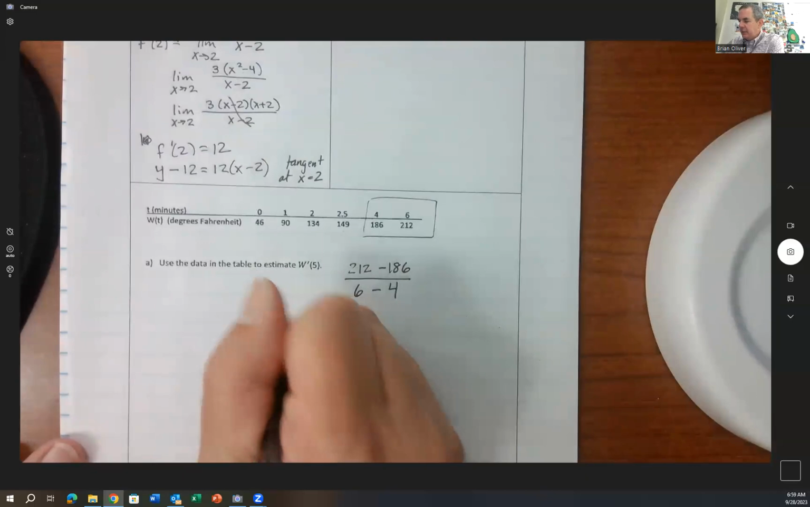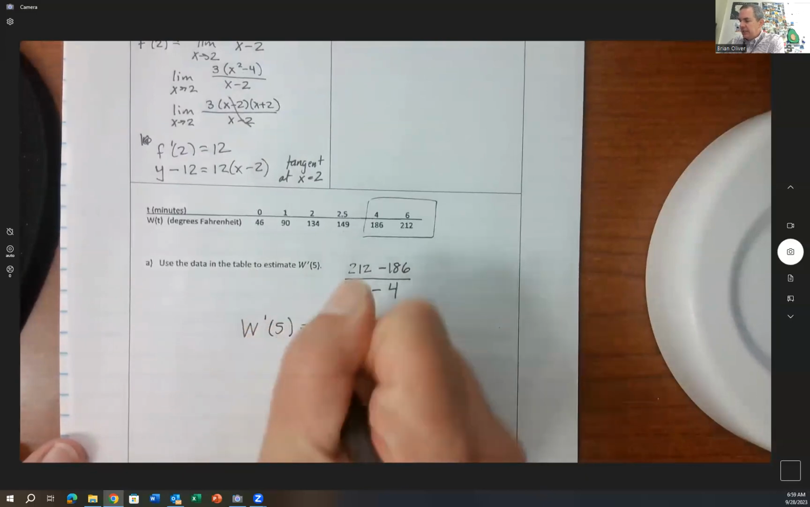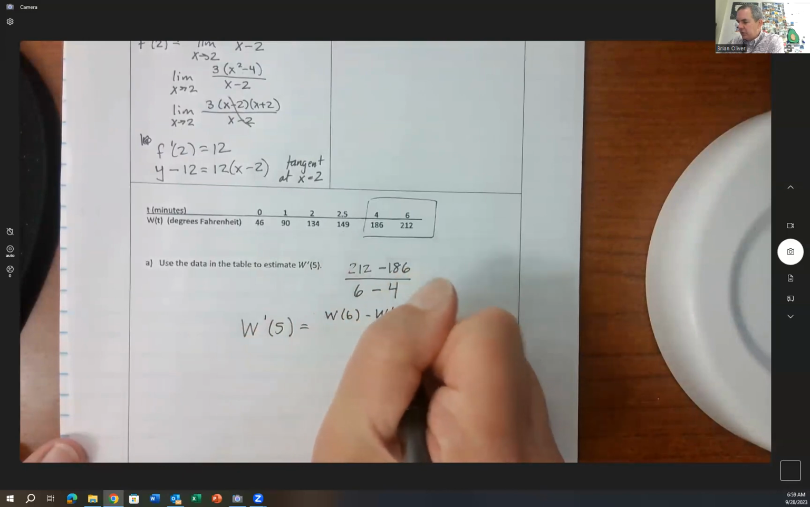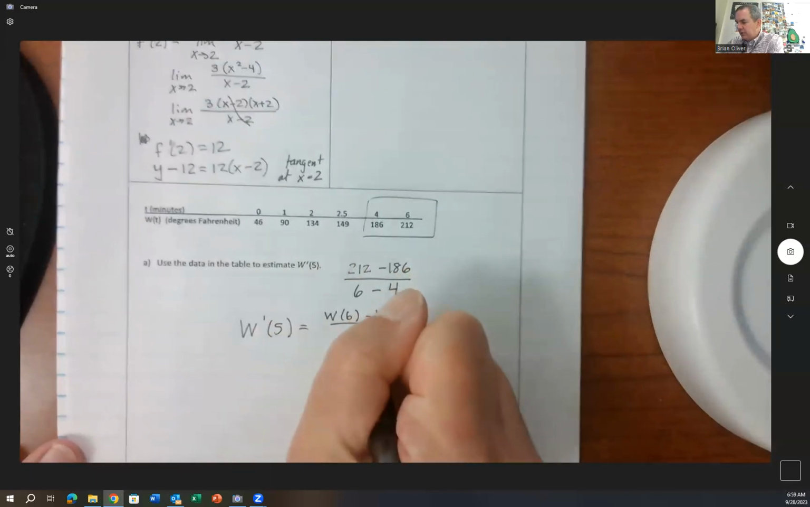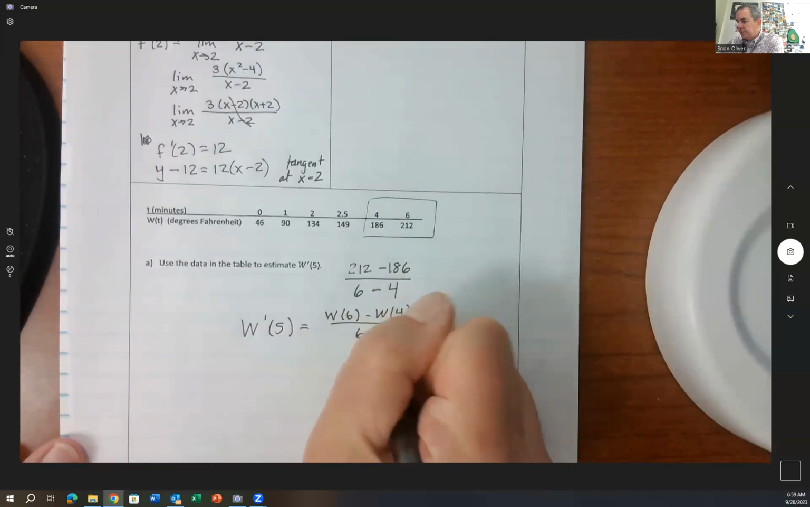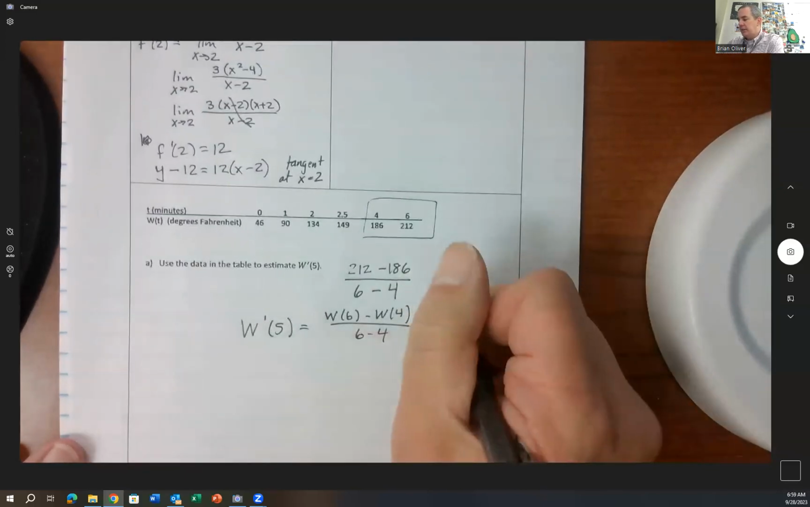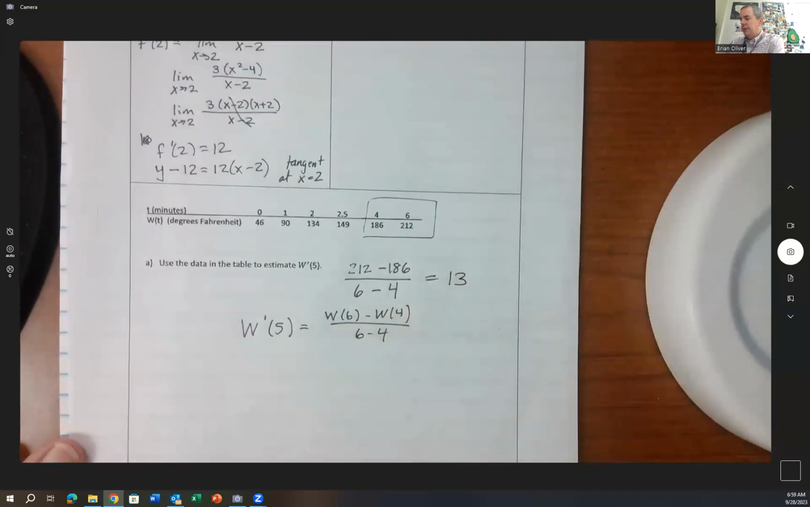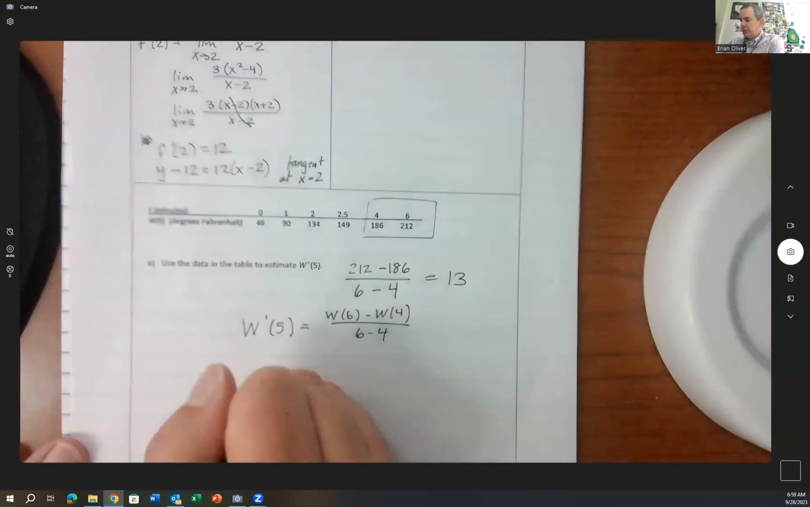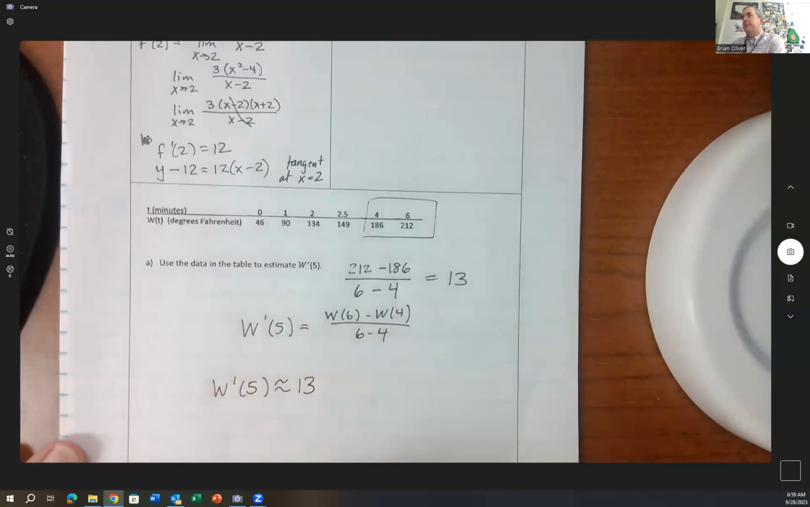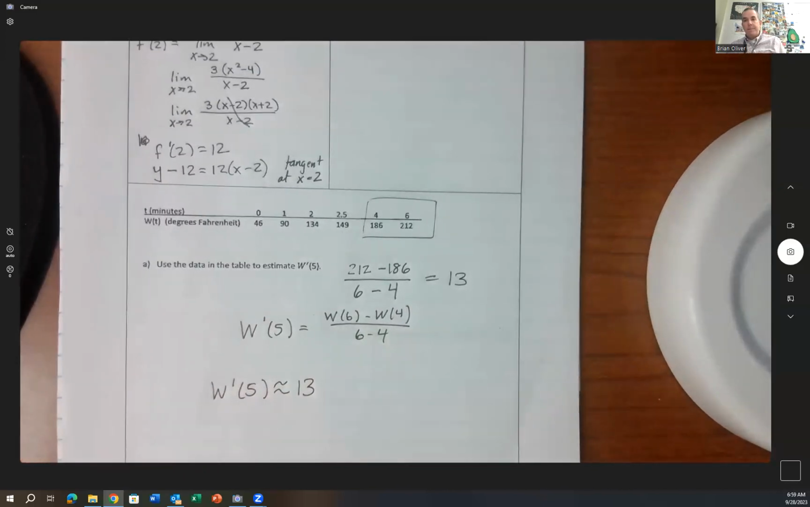So to estimate it, basically what I'm doing is taking w of 6 minus w of 4 over 6 minus 4. That's y2 minus y1 over x2 minus x1. When we simplify that out, we get 13. So w prime of 5 is approximately equal to 13, and that's how we do that one.